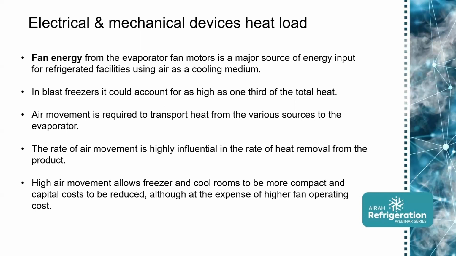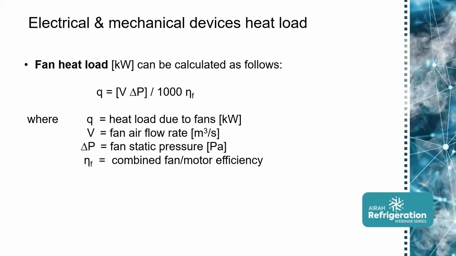Now, air movement is required to transport the heat from the various sources in the room to the evaporator. And the rate of air movement is highly influential in the rate of heat removed from the product. Now, high air movement, the higher number of air changes, allows the freezers and coolers to be more compact and the cost to be reduced, although at the expense of higher fan operating costs, of course, and running costs too. Next one, please, Marie.